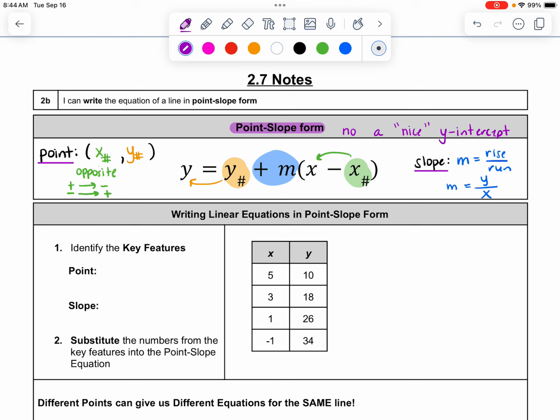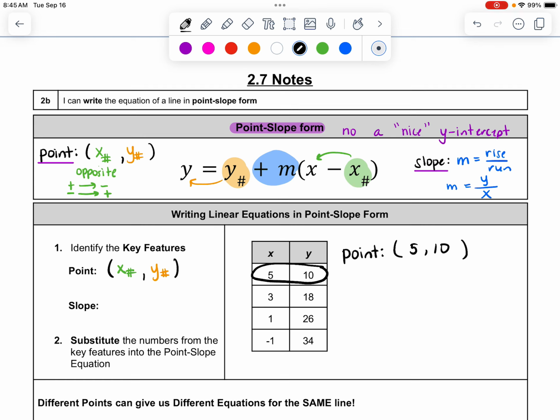So, step number one is to identify the key features. Remember, your starting point is going to have two numbers. It's going to have your x number, and it's also going to have your y number. In this table, we have lots of points to choose from. So let's just pick one that we like. I personally usually choose the first point in the table to use as my starting point. So my starting point would be (5, 10).